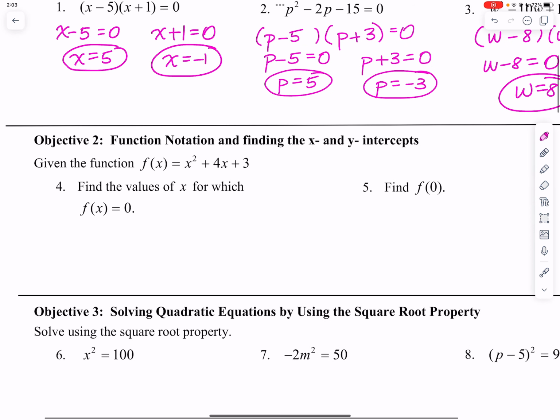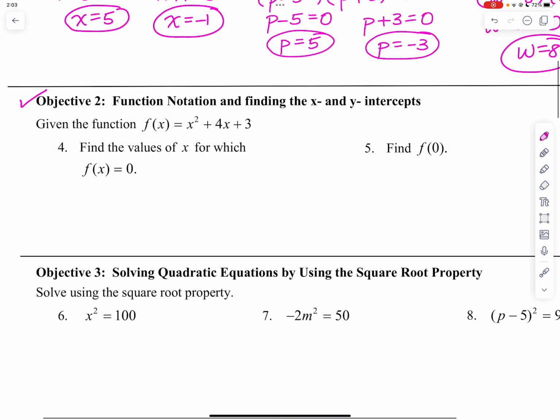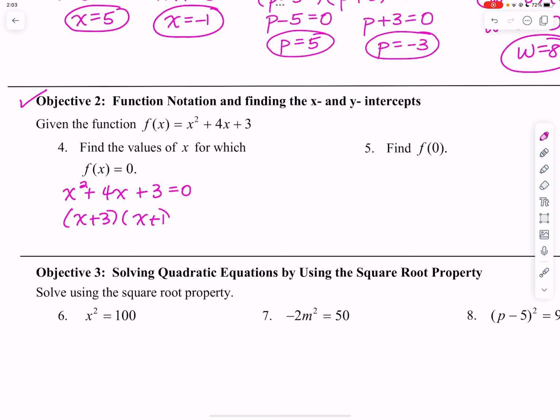Okay, moving on to objective number 2. Here we will practice our function notation and also again finding x and y intercepts. So the first question is find the values of x for which f of x is equal to 0. So here we're going to be setting f of x equal to 0. So we will have x squared plus 4x plus 3 is equal to 0. And factoring that, we have an x plus 3 multiplied by an x plus 1.